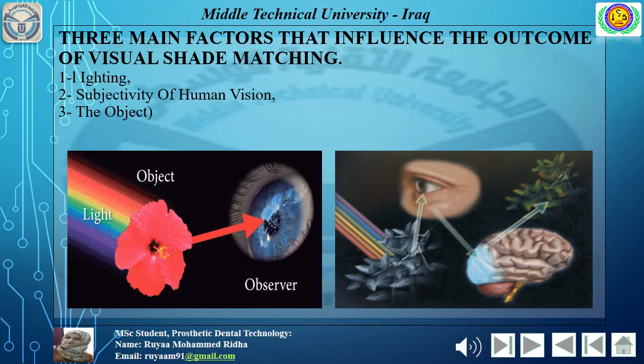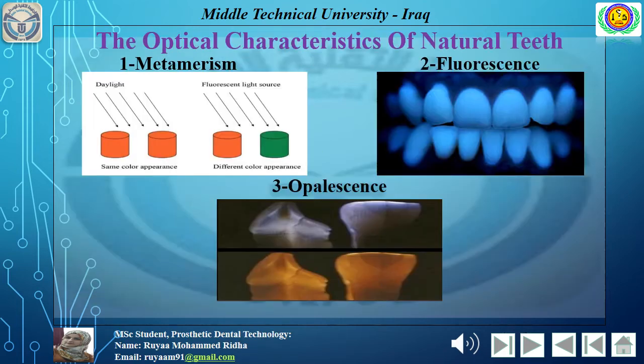Also, you must know that color is modified by the object, and the total appearance of the material depends on the object's capacity to modify the color of the incident light. We will look at and explain the optical characteristics of natural teeth, which are metamerism, fluorescence, and opalescence.